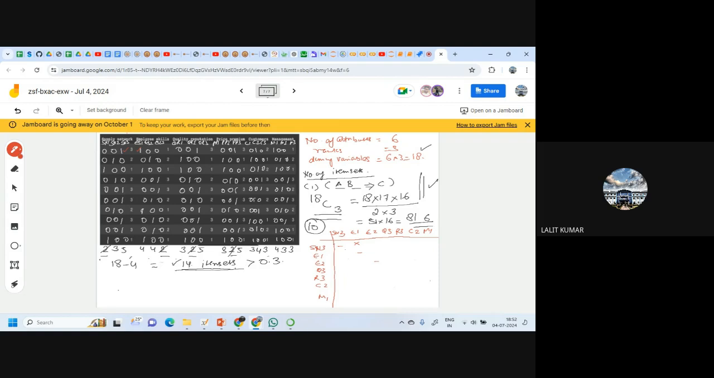So the support is less than 0.4, and we are checking for 0.4. So we'll consider anything which is more than 0.4. Okay, got it. Understood.